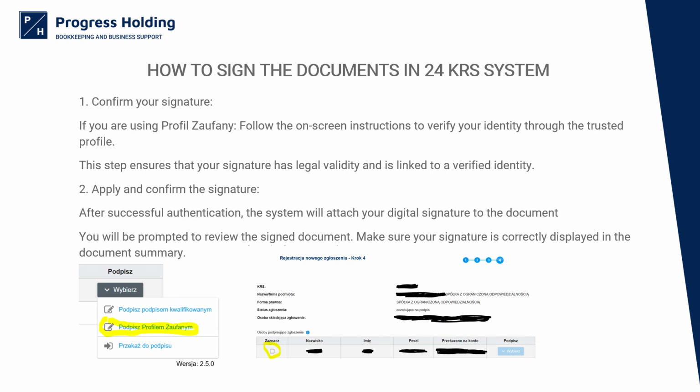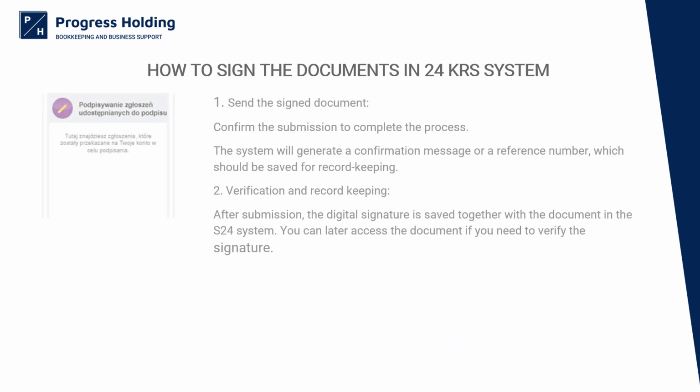After successful authentication, the system will attach your digital signature to the document. You will be prompted to review the signed document. Make sure your signature is correctly displayed in the document summary. Send the signed document. Confirm the submission to complete the process. The system will generate a confirmation message or a reference number, which should be saved for record keeping.